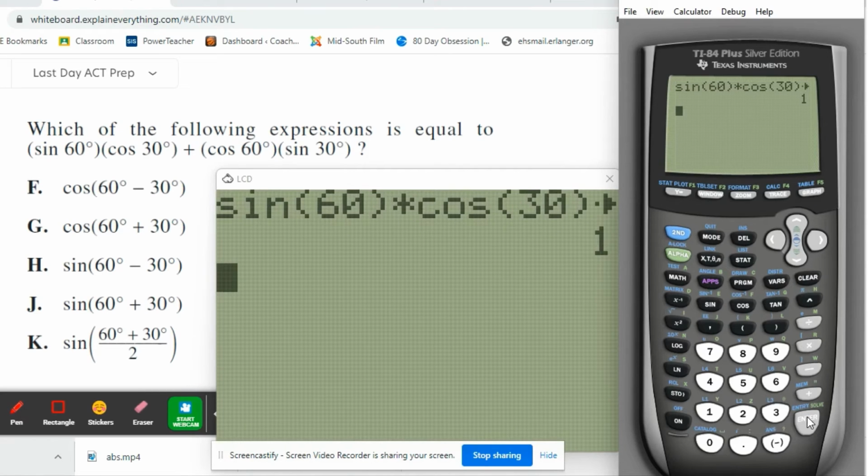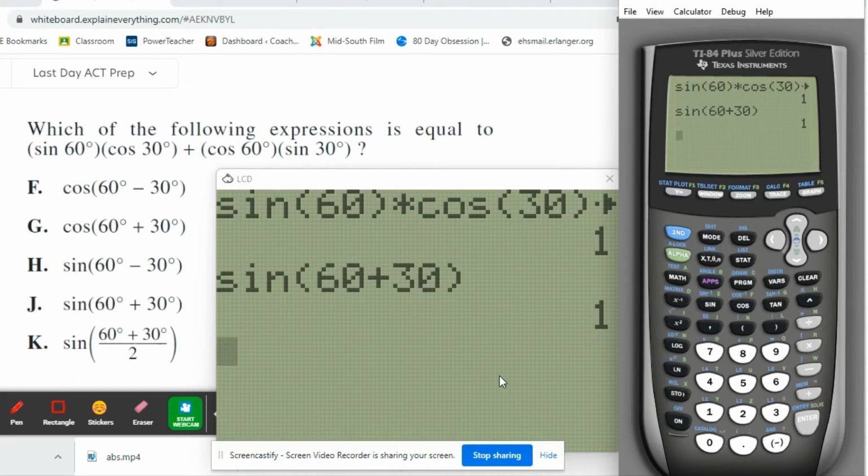When I put this in my calculator, it's going to give me a number. The number is 1. Well, I felt good about the answer J. Let's see if J works. Sine of 60 plus 30. Put this in my calculator, and I have the correct answer.